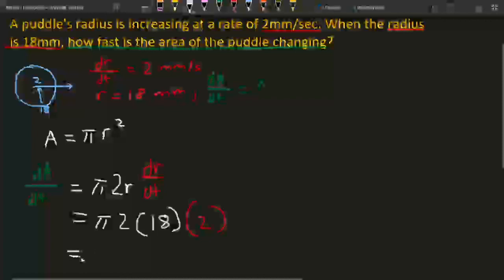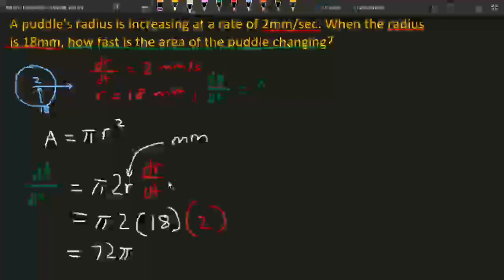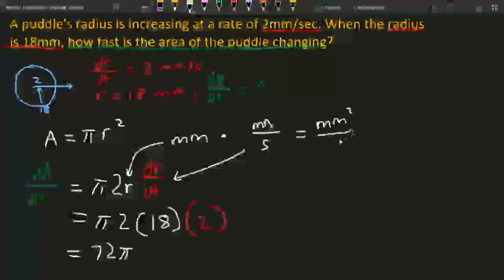And if we solve this, we get that it's 72 pi. But then they're asking how fast is the area of the puddle changing, and in order to do that, we see that the radius right here is in millimeters, and we see that dr/dt is multiplied by millimeters per second. So if we multiply these together, we get millimeters squared per second, which is the unit you would normally use for area. So this would be 72 pi millimeters squared per second.